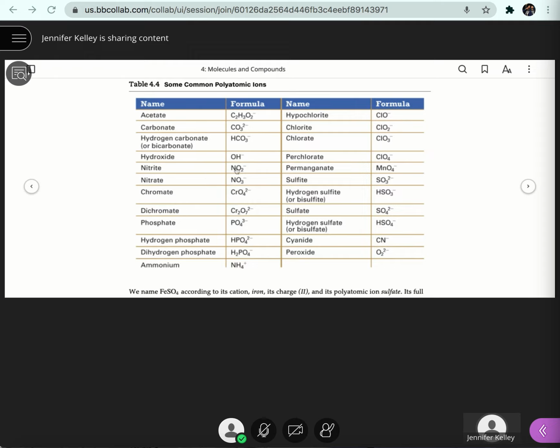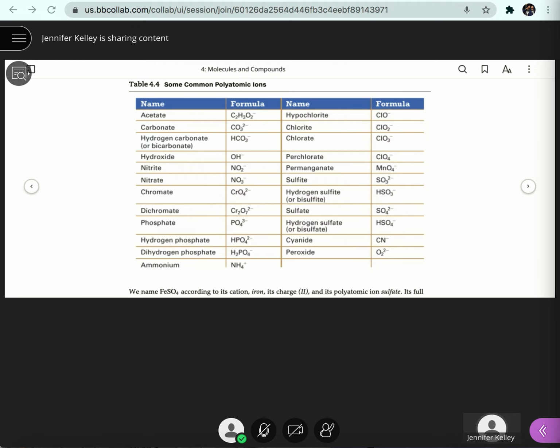So ite means less oxygen and ate means more oxygen. Then we have chromate, dichromate, phosphate, hydrogen phosphate, dihydrogen phosphate, ammonium. And then we get into the hypo and the pers. So if you look at the stuff at the top on the right-hand side, you'll see the name is hypochlorite. And it has the formula ClO minus. And then chlorite, ClO2 minus. Chlorate, ClO3 minus. And perchlorate, ClO4 minus.